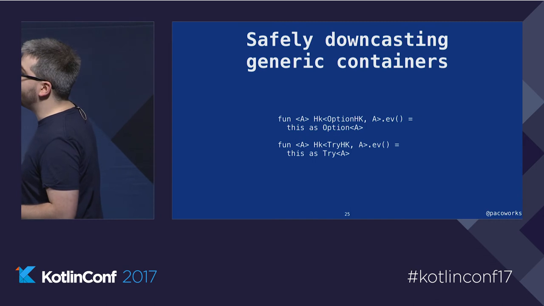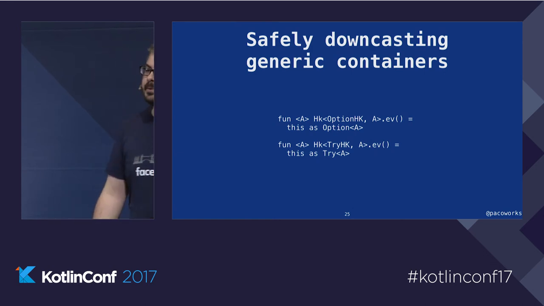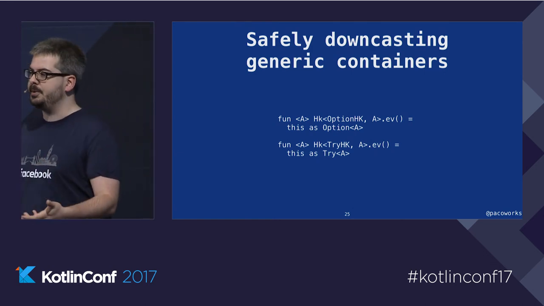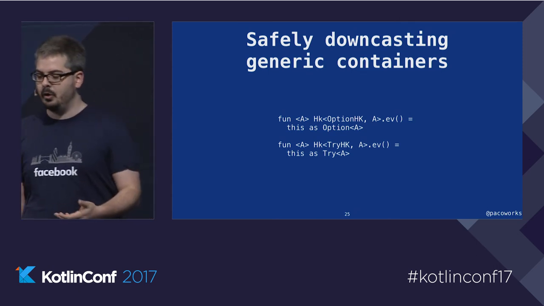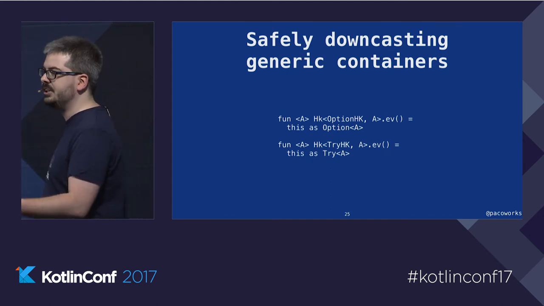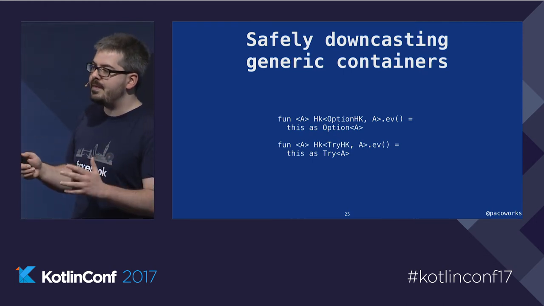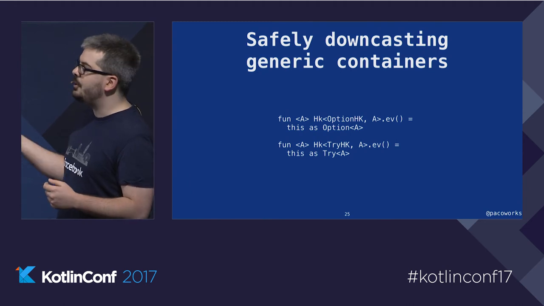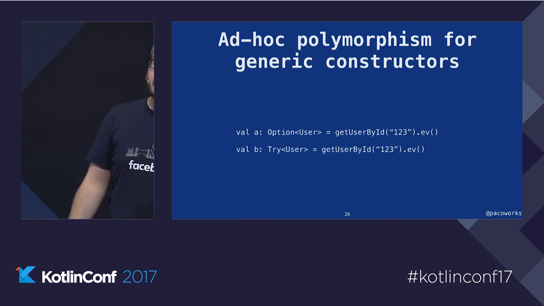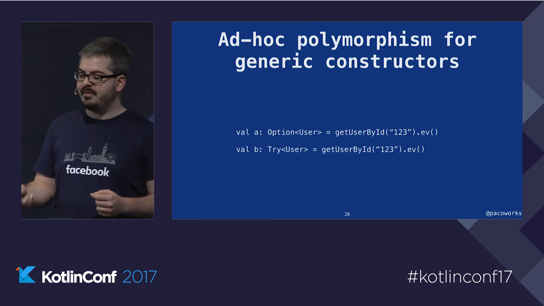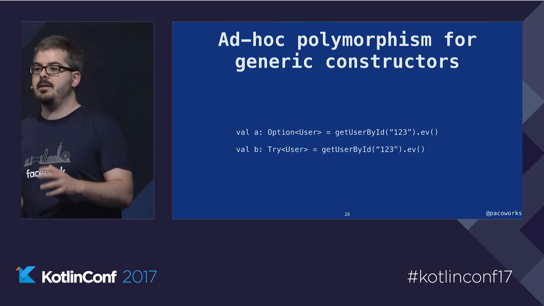You can define a function, for downcasting, that says we're extending the type HK of OptionK of A, which is the one that was implemented by Option, and we're safely downcasting to an Option of A. Nobody's going to extend OptionK because it's a final class. And the same happens with Try. So if we put everything together, we can call getUserById to get an Option of user. We can call getUserById on the next line to get a Try instead. Because both types have a Factory defined, we're capable of generifying on the container rather than on the content.